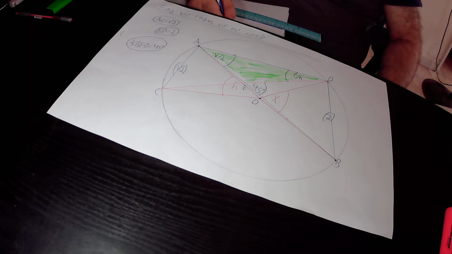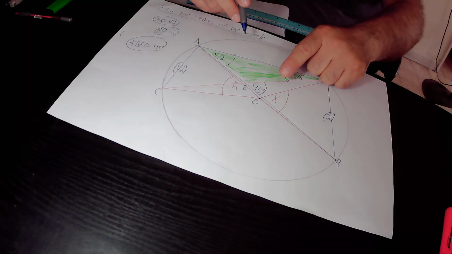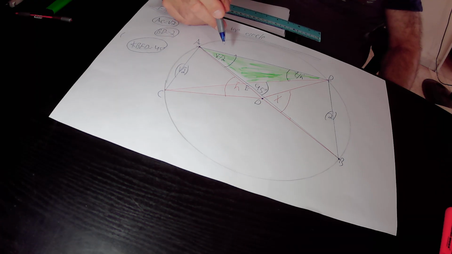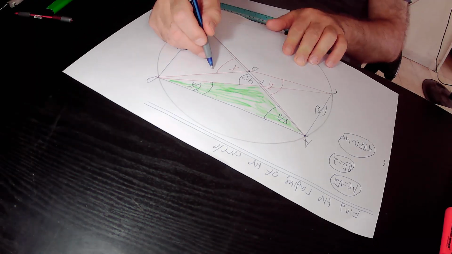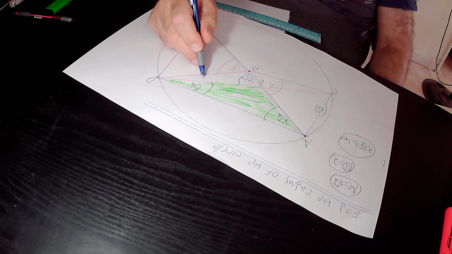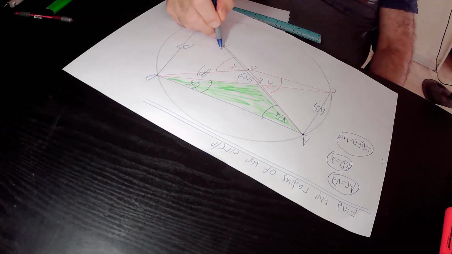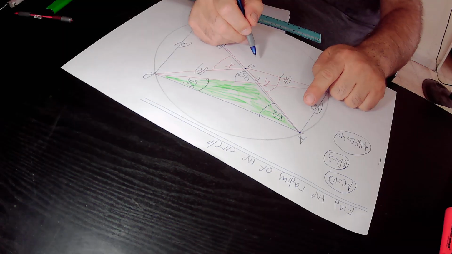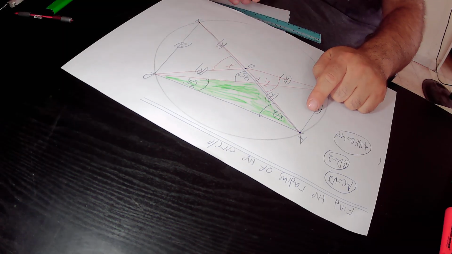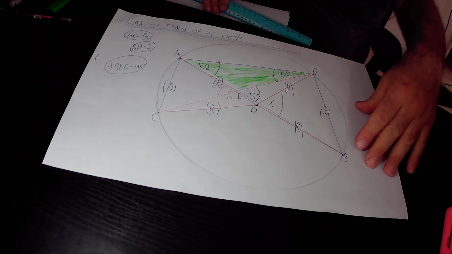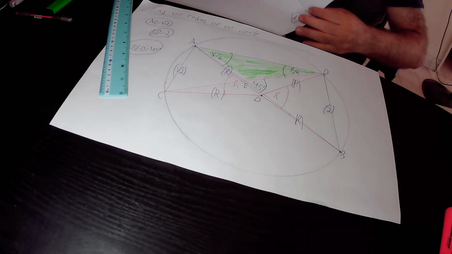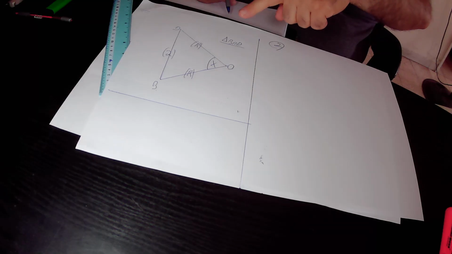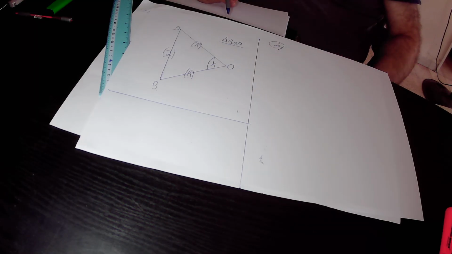OD also equals R. OC equals R. And OA also equals R. So say this is triangle DOB, copied from the original drawing.